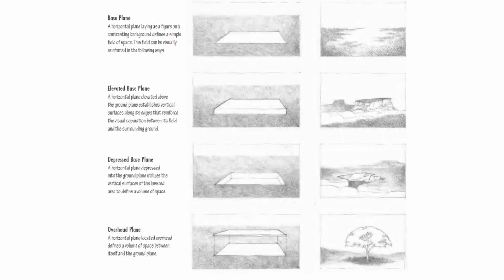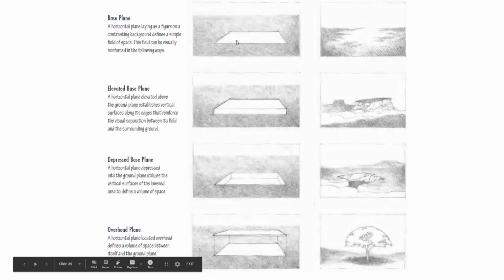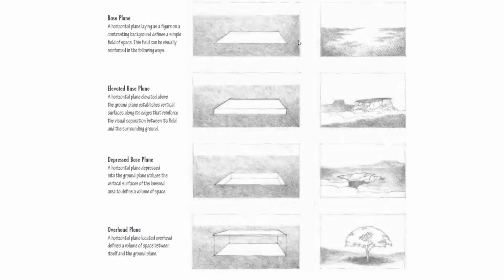So for the base plane, this is our horizontal plane as a figure on a contrasting background. As discussed in the previous discussion, you have your elevated base plane. It's a horizontal plane elevated above the ground and establishes a vertical surface along its edges. So this is usually considered or perceived like a platform.